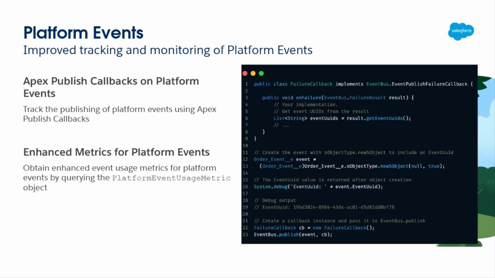Improve tracking and monitoring of platform events. You can track the publishing of platform events using Apex Publish callbacks to perform operations after a platform event publish fails or succeeds. You can also obtain enhanced metrics by querying the platform event usage metric object.